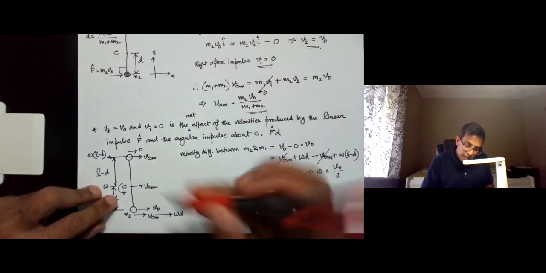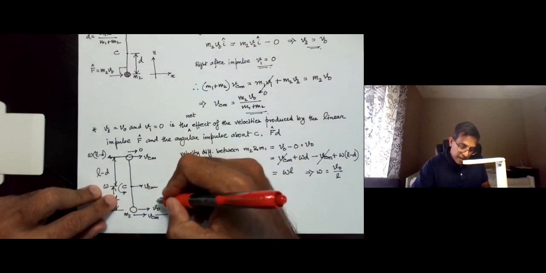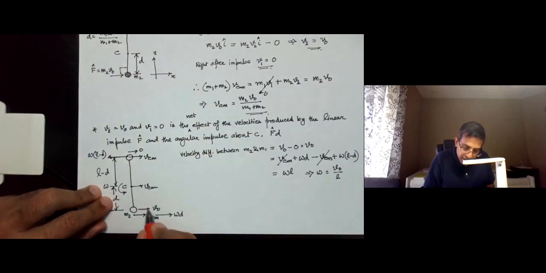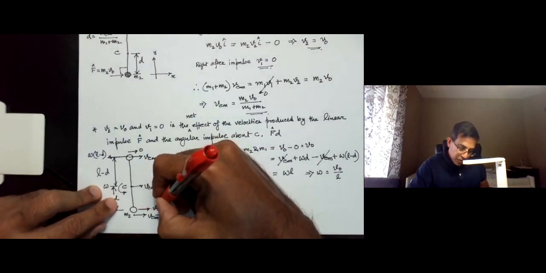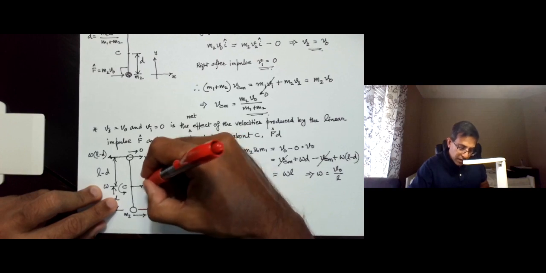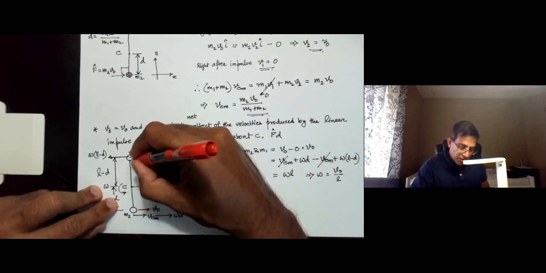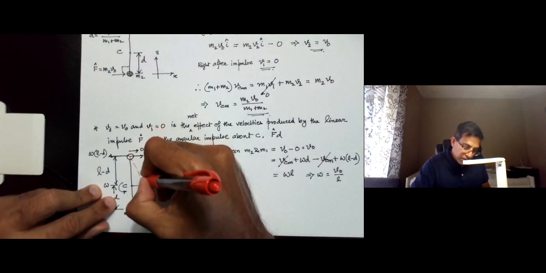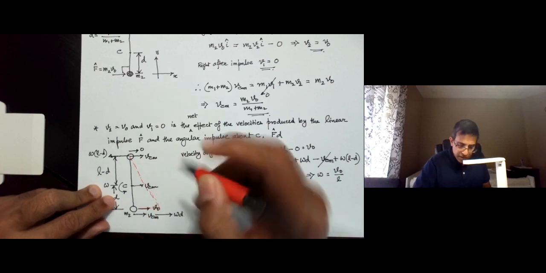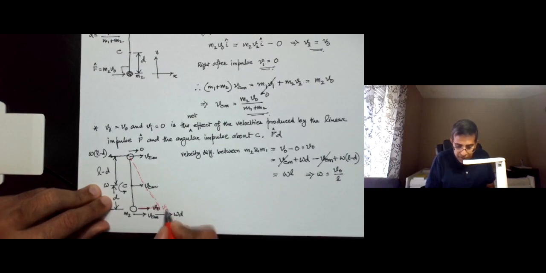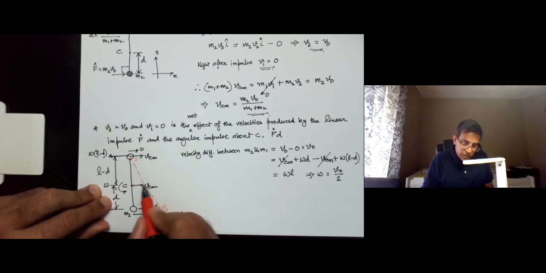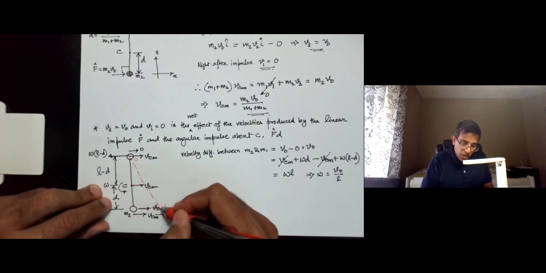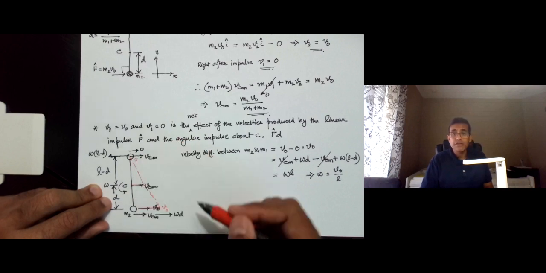We also note that if you consider the velocity V naught, and if you draw a line connecting the tip of the velocity V naught to the zero velocity at m1, so this is V naught and here it is 0, then you can use similar triangles to find out what this velocity is. The tip of the velocity is going to be on the line joining V naught to 0.